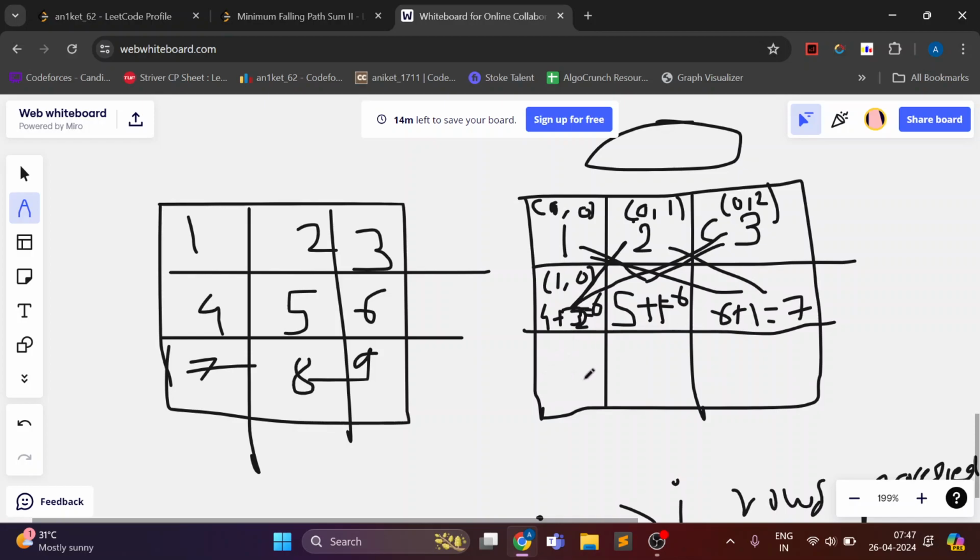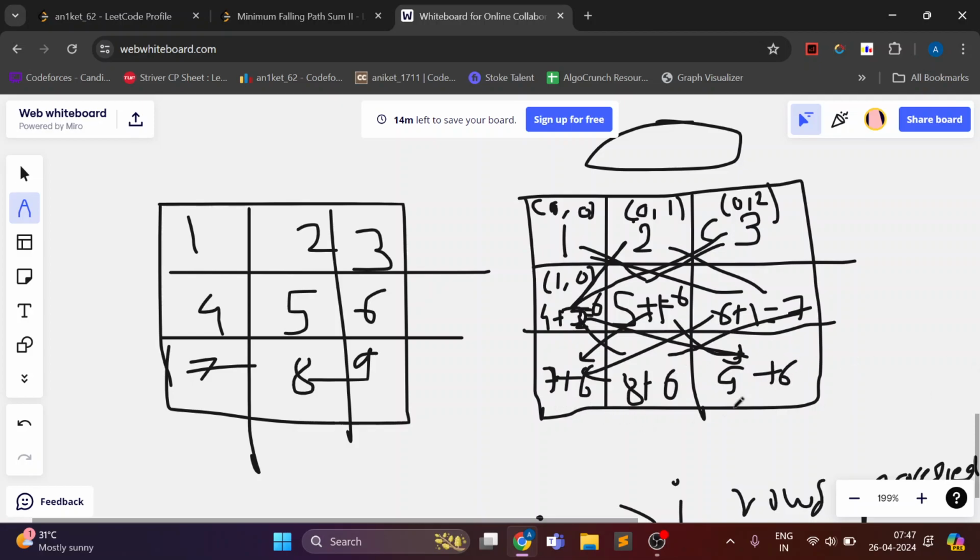Now while filling for 7, 7 is my constant. I can't take this above because of the condition of adjacent rows, I can either take this or this. The minimum of 6 and 7, so 6. Similarly here, 8 is my constant. Take the minimum of 6 or 7, which is 6, so 14. And 9 is my constant. Take either this 6 or this 6. The minimum of both of them is 6 again.